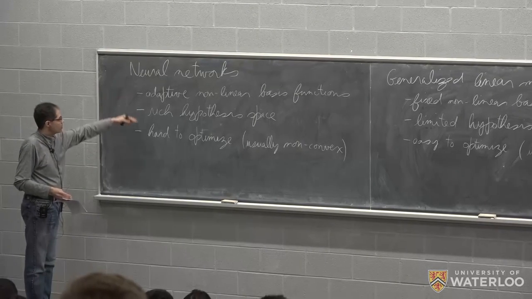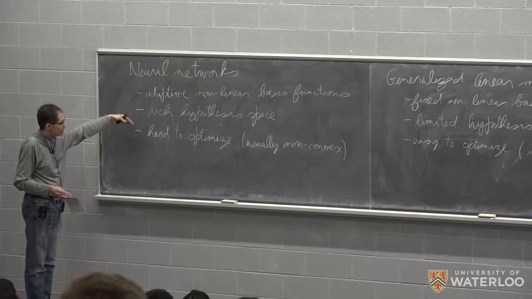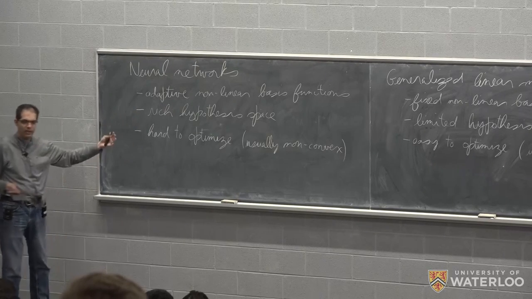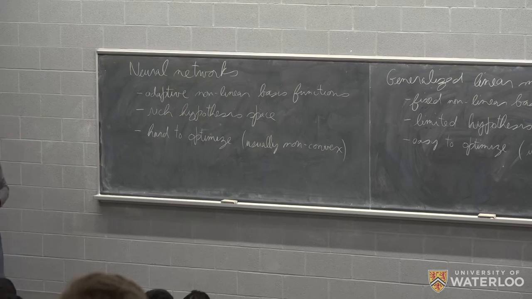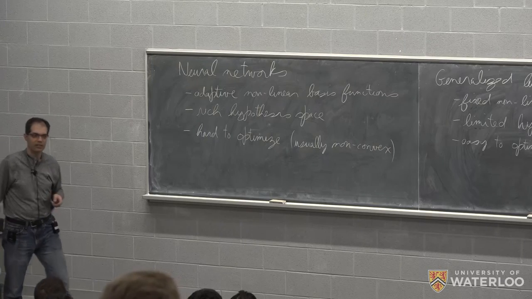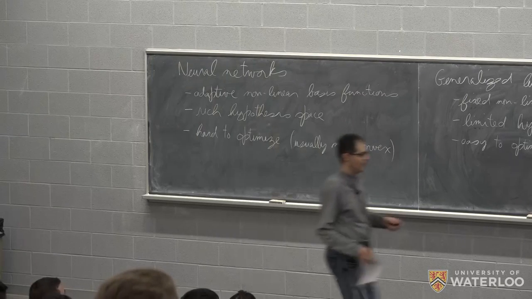Okay, so having a richer hypothesis space became more important, and that's in part why today neural networks are the dominant paradigm. Any questions regarding this? Okay, very good.